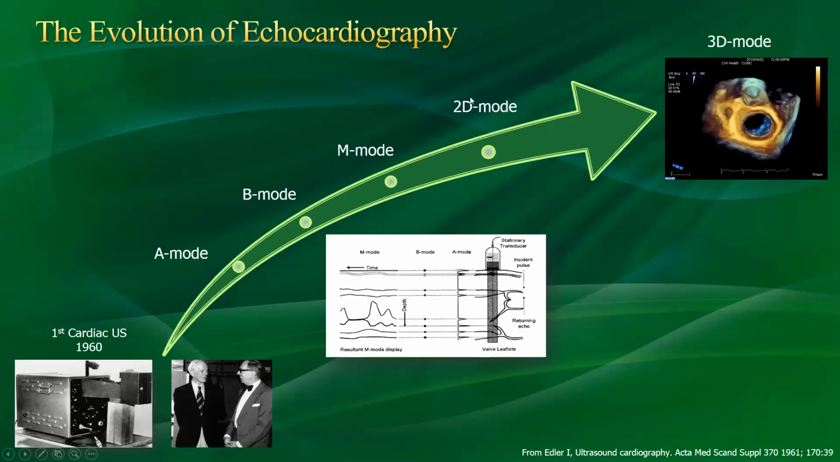In the early 1970s, the grayscale concept came in, and we started having two-dimensional echocardiography. In the early 2000s, we were finally able to use a 3D imaging technique to view a 3D structure, the heart. And we have 3D echocardiography.